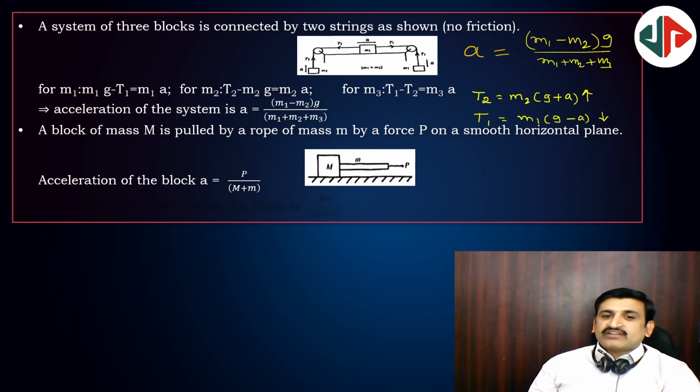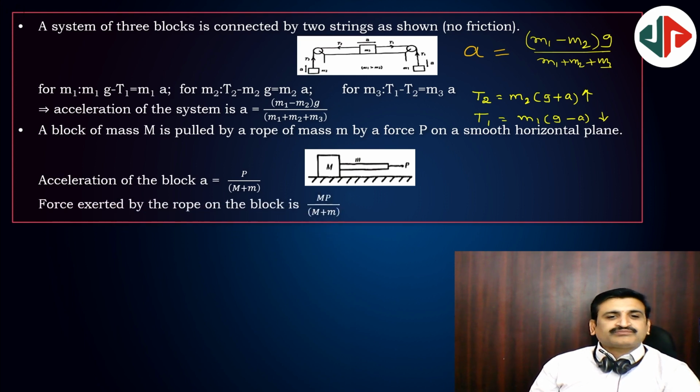Acceleration is equal to net force divided by total mass. And the force exerted by the rope only on the block is equal to the mass to be pulled into acceleration, mp by m plus m, a given model in the previous year exams, many exams.